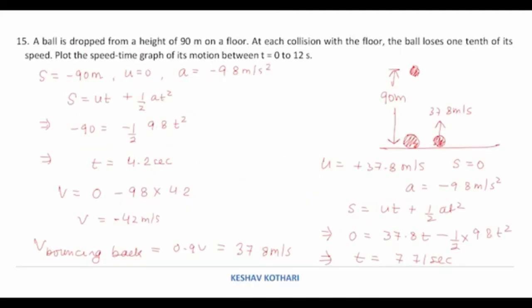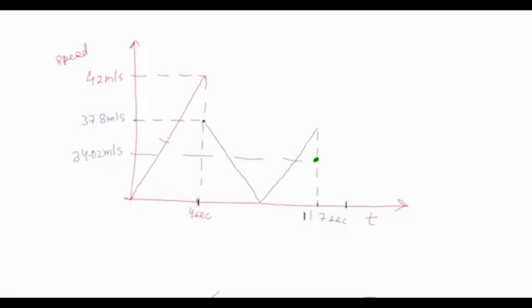I am again explaining the motion. So while coming down, the speed went on increasing till it came down, and after making the impact with the ground, the speed was 37.8 meter per second. This time over here the red part was the 90 meter to the ground, and after this at 4 seconds it hits the ground, and then it is rising up with the speed of 37.8 meter per second. It reaches a certain height and again falls to the ground.